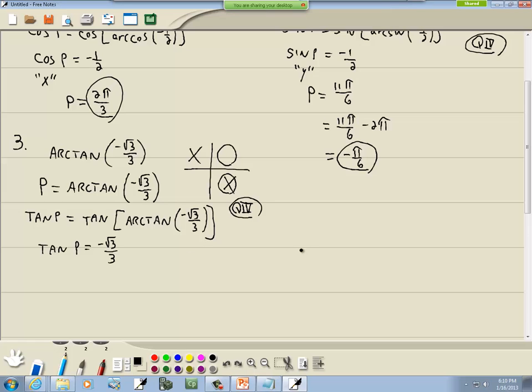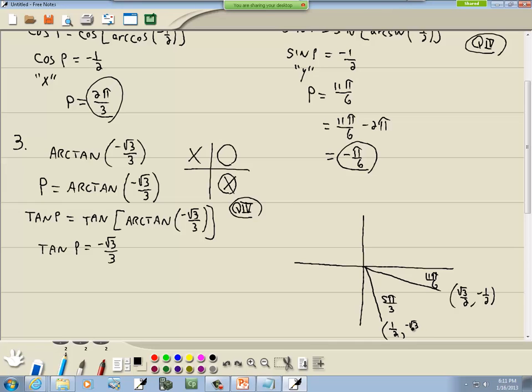Okay. Now, if we look in quadrant 4, we're going to have 11 pi over 6, and this is square root of 3 over 2 and negative 1/2. And the other one we have, I have to think this through now, pi over 3, 2 pi, 4 pi, 5 pi over 3. And this one is 1/2 and negative square root of 3 over 2.